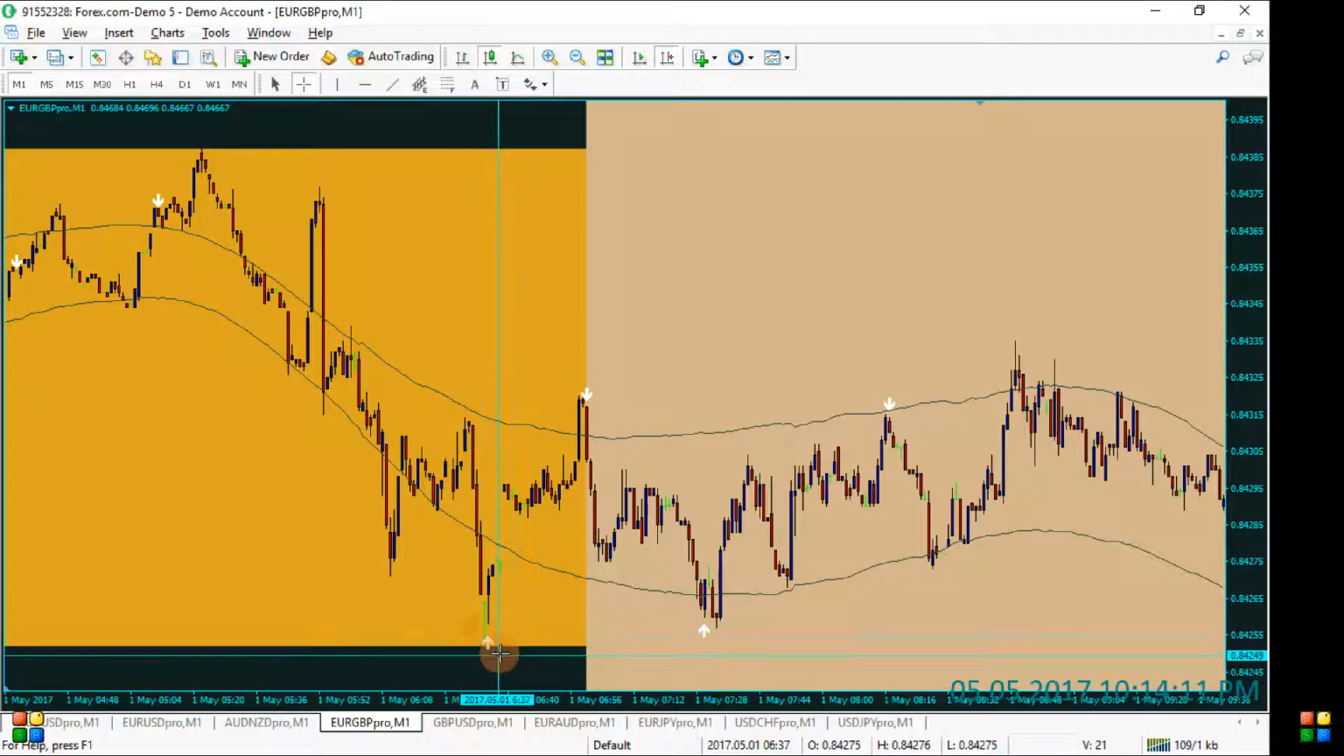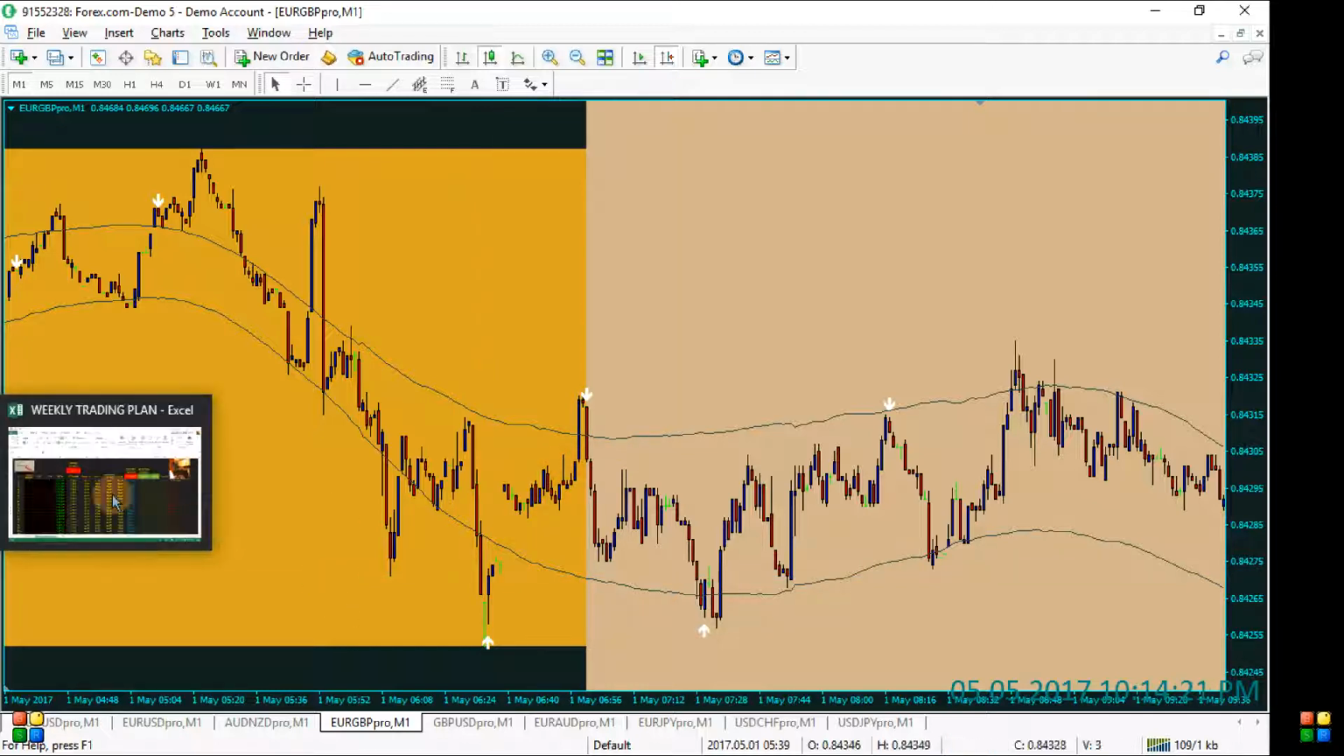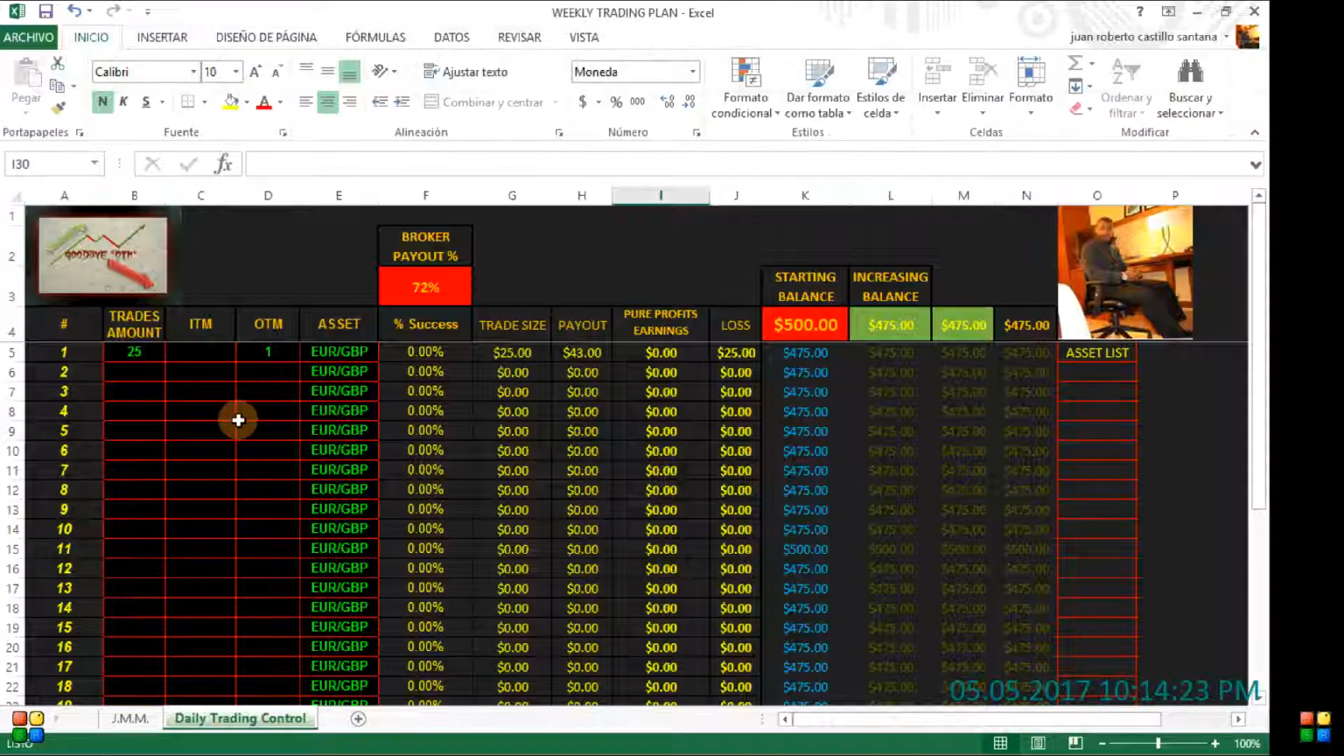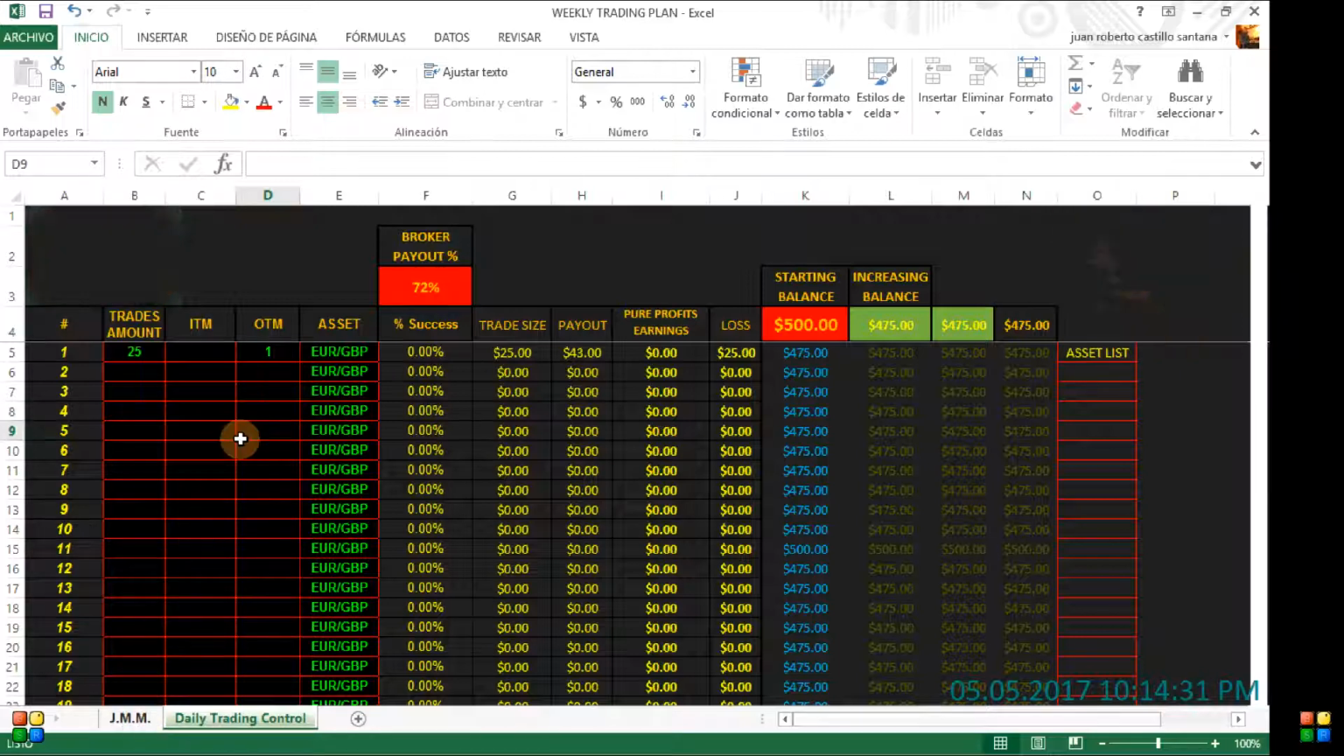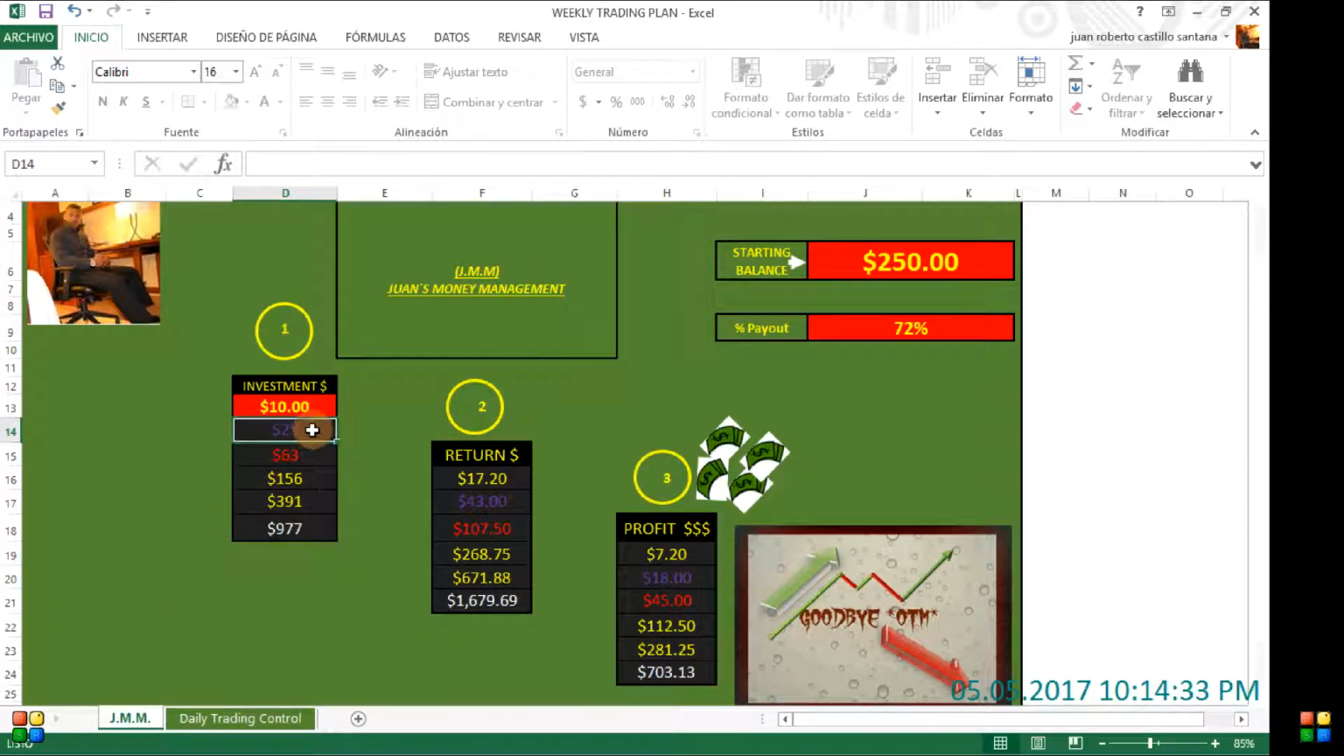Beautiful, beautiful arrows appear right here, and then we count 15 minutes, you name it, ITM. Very nice. So we go back here because we found a valid signal. Because we OTM, now we need to implement our money management, which is telling us that after $25, our next step has to be a $63 investment.